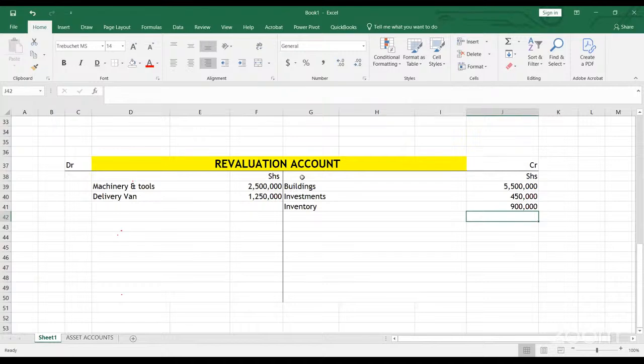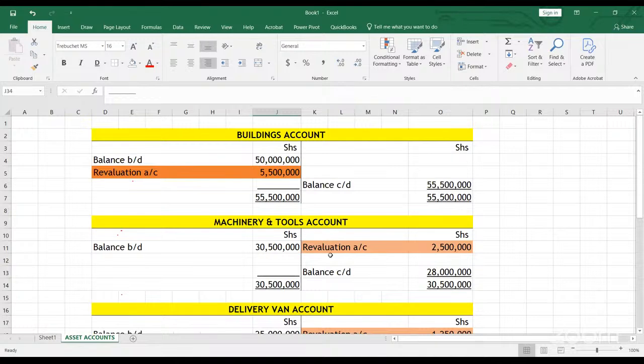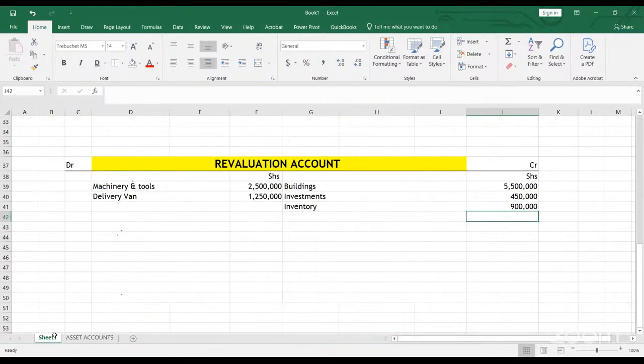So the revaluation account records only the gains and losses as a result of assets that have been remarked. Now we have to find out if there is a gain or loss on revaluation of these assets. That gain or loss is going to be shared and taken to the current account because the business maintains a current account. So let's see whether we have a loss or a gain.